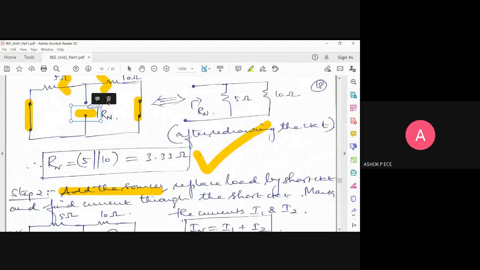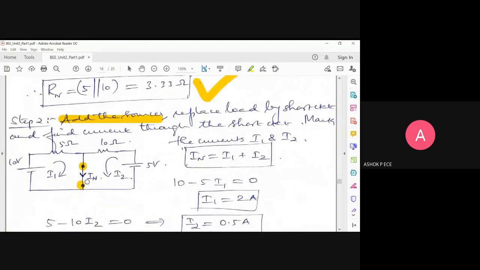I'm adding it. And this is my removed portion. And here what I'm doing, I'm going to short circuit my removed portion. And you know the current will flow if the loop is closed. So through this short circuit, some current should flow. I'm going to denote that current as IN, the Norton's current. Our goal is to find this IN. Yes, how can you find this IN?